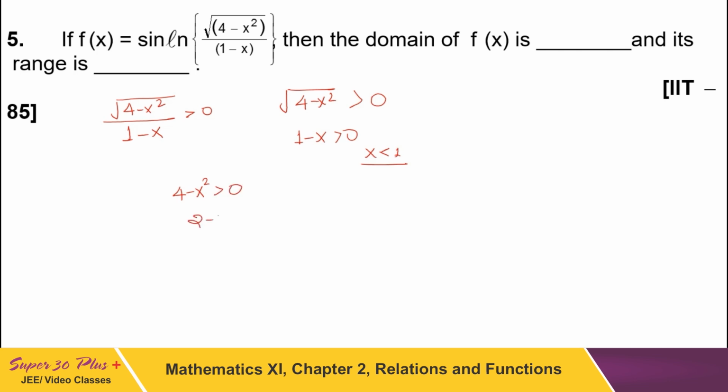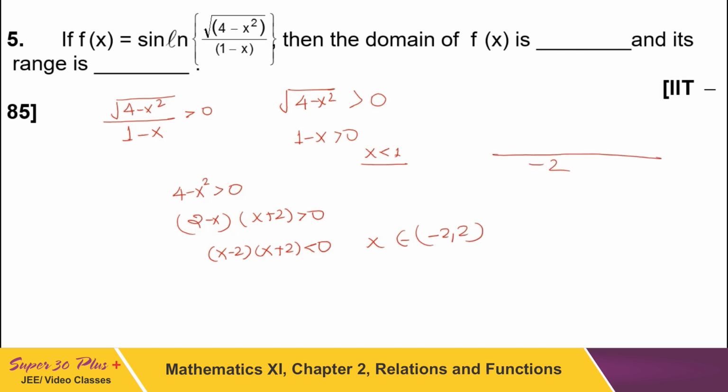Simplify it, (2 minus x)(2 plus x) is greater than 0. It is (x minus 2)(x plus 2) less than 0, meaning x lies between minus 2 to 2. Now the overall domain will be minus 2 to 2 and the intersection of x less than 1. This is the common domain, x belongs to minus 2 to 1. The answer of domain is minus 2 to 1.